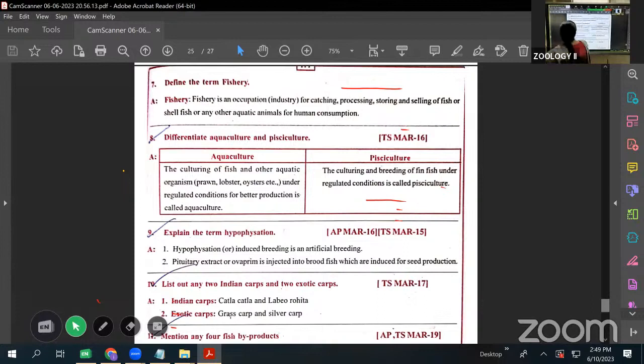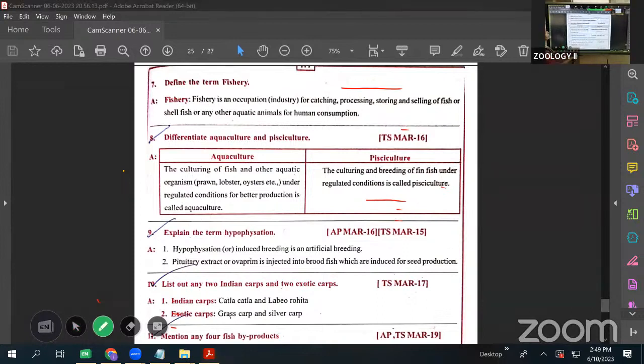Next are aquaculture and pisciculture. The difference between them is this: pisciculture is the rearing of only fishes, the culturing and breeding of finned fishes under regulated conditions. Aquaculture is culturing of fish and other aquatic animals like prawns, lobster, and oyster under regulated conditions for better production. All aquatic animal rearing is called aquaculture, and only fish rearing is called pisciculture. Next one is hypophysation.